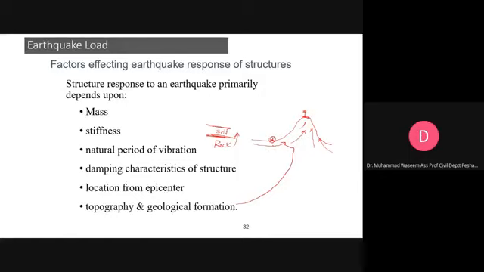For example, you are building a structure on a very loose deposit. Loose deposits tend to amplify the ground motion. They tend to amplify the amplitude of the waves, so you will experience more intense shaking. If you are building your structure on hard soil or rock, you will experience less shaking. Location from the epicenter means that if you are far away from the epicenter, you will experience less shaking, because the amplitude of the waves is attenuated when they reach you.